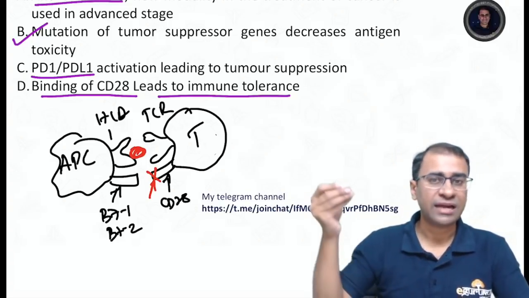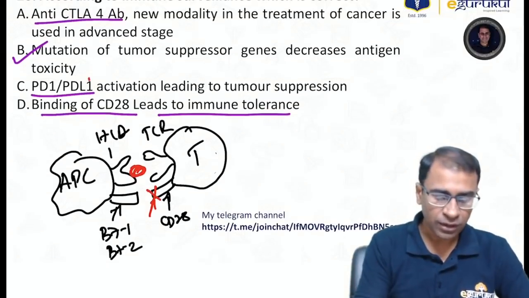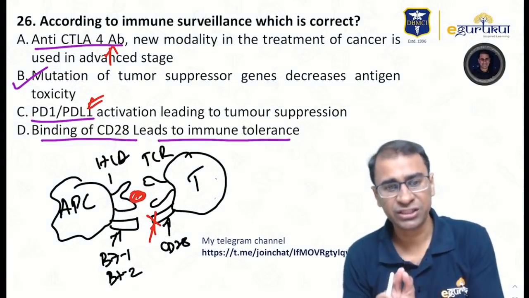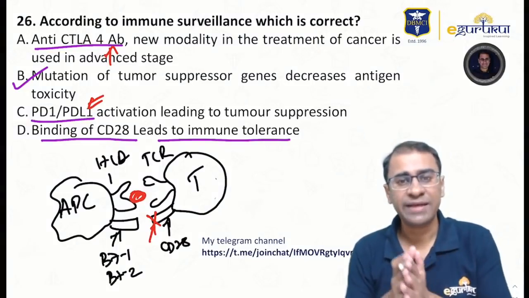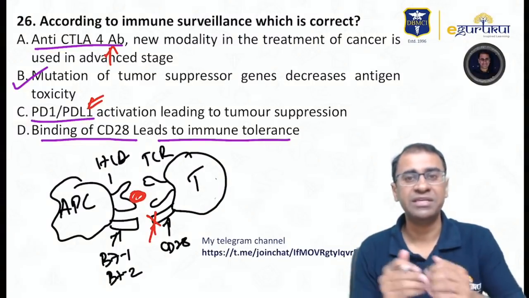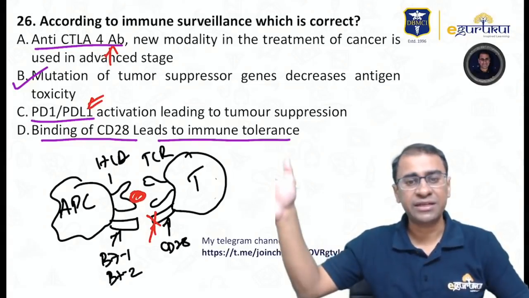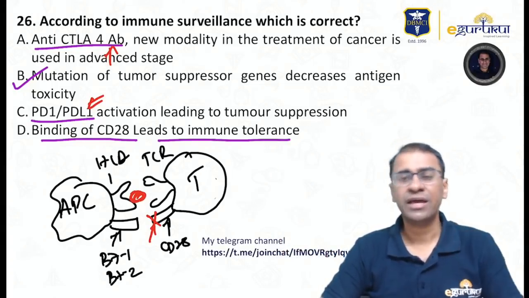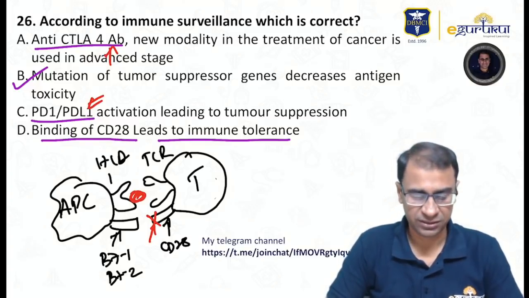Also, I told you that the PD-1 and CTLA-4 cause the expression or decreased expression of the B7-1 and B7-2, so the T cell is not able to destroy the antigen. Please watch that video again on immune checkpoint inhibitors.